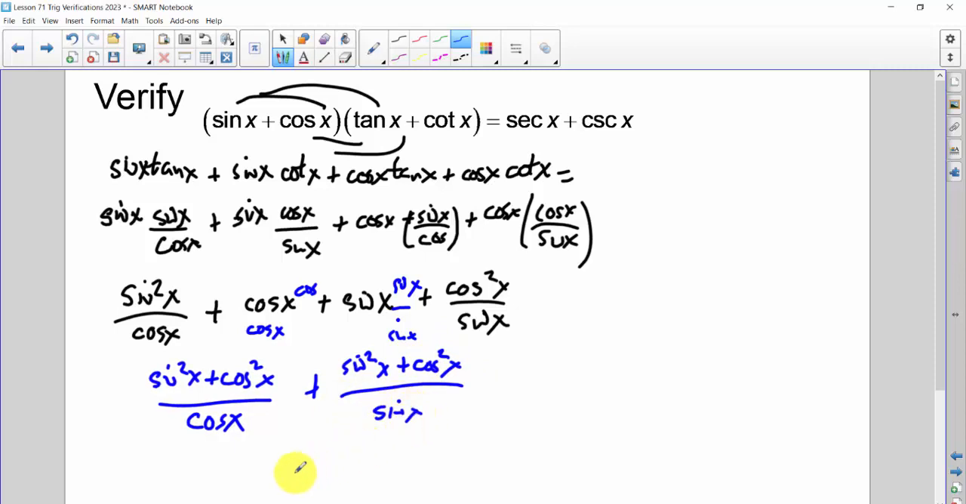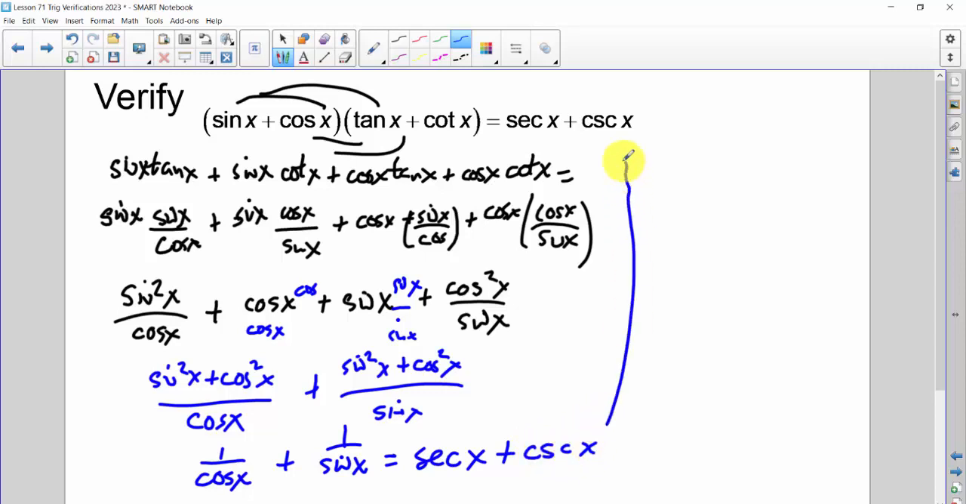And notice what's going to pop out here. These are Pythagorean identities, both of which equal 1. 1 over cosine, 1 over sine, which is secant x plus cosecant x, which is what I was trying to get to.